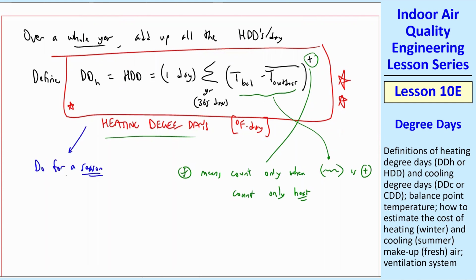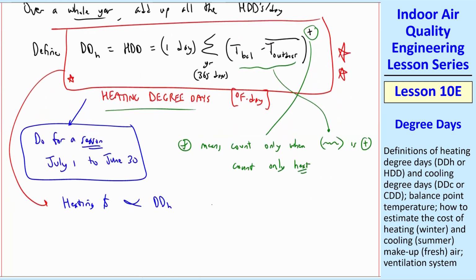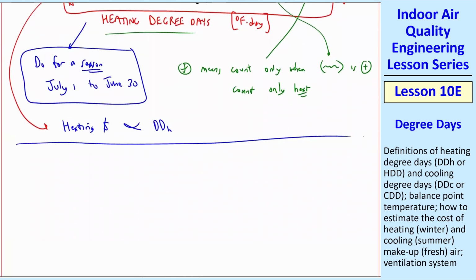And the season is July 1st to June 30th. That makes sense because we're talking about a heating season. I'll give you an equation soon, but the main goal of this is that the heating cost is directly proportional to DDH.